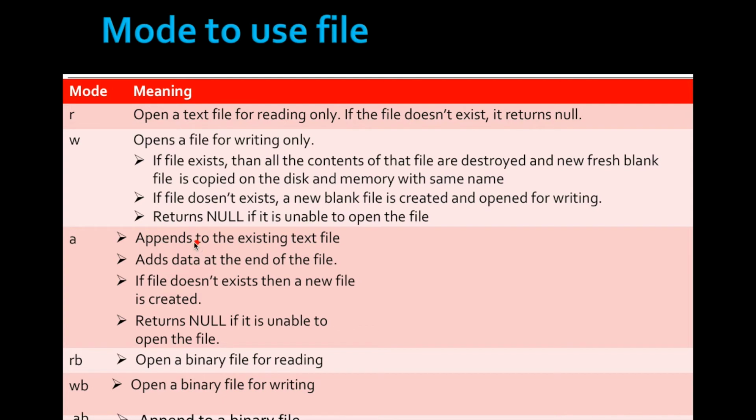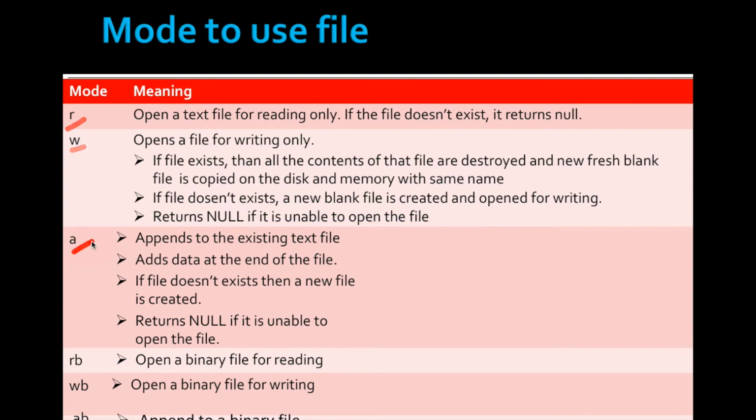Now different modes are available. First is r, which opens a file for read only. If the file does not exist, it will return NULL. In the same way, w opens a file for writing only. If the file is already available, all the content of the file is destroyed and a new blank file is created. If the file does not exist, a new blank file is created for writing, and it returns NULL if it is unable to open the file.